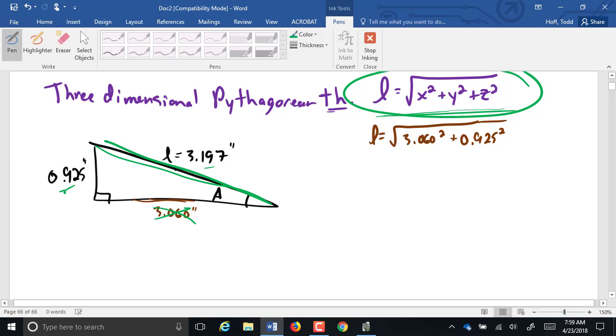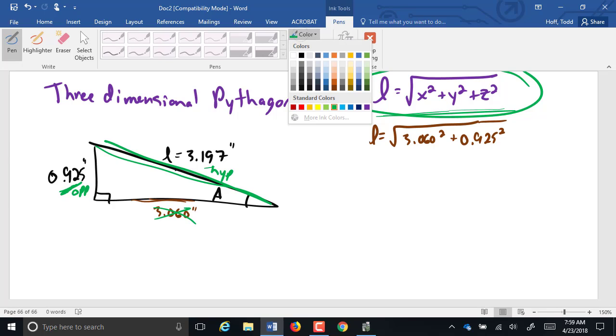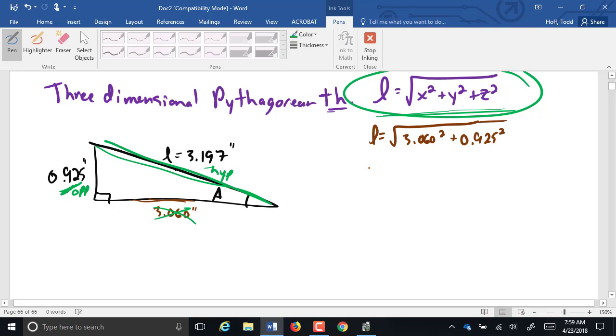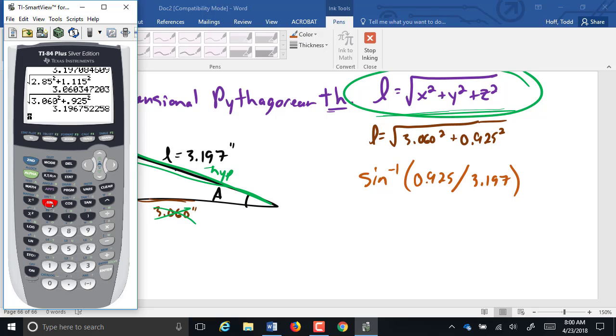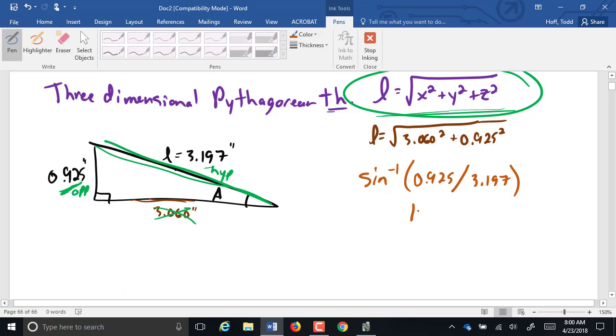Yeah, this is which side of the triangle over here? Opposite in the 3.197? The hypotenuse. Opposite and hypotenuse make what trig function? Sine. So it is the inverse sine of 0.925, that's the opposite, divided by 3.197, the hypotenuse. 16.82 degrees.